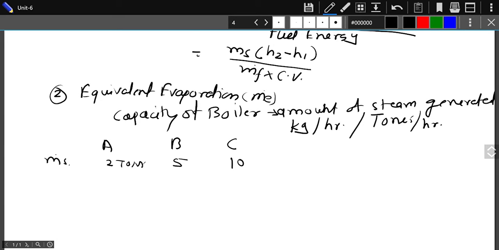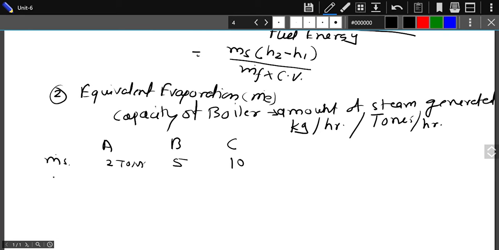Can you tell me which boiler is having the higher capacity? Definitely you can say that the C boiler is having the more capacity, because it is generating more steam.